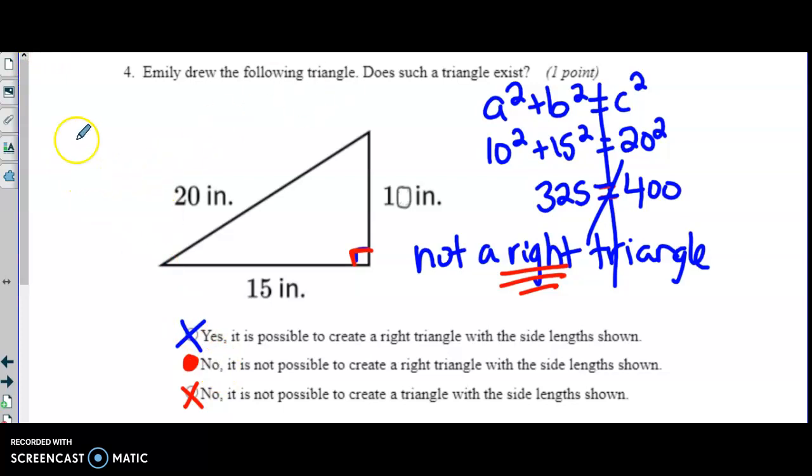And just as a side note, if she had just drawn this triangle and she hadn't put the right angle there, then you could try to prove that it was just a regular triangle. But because she put the right angle there, we're trying to prove that it is a right triangle, and it is not a right triangle.